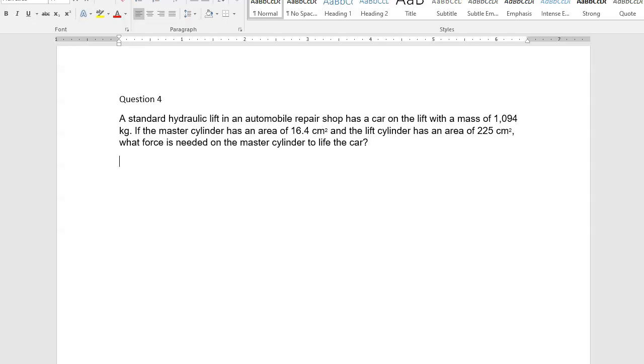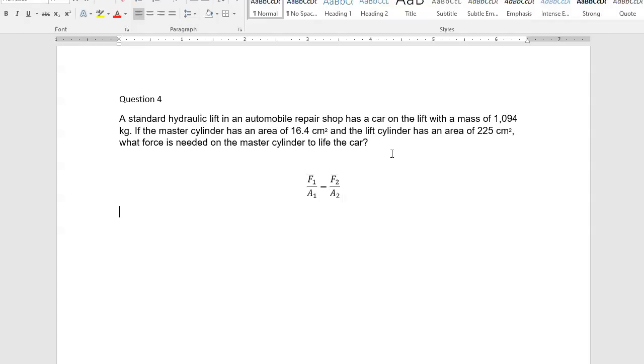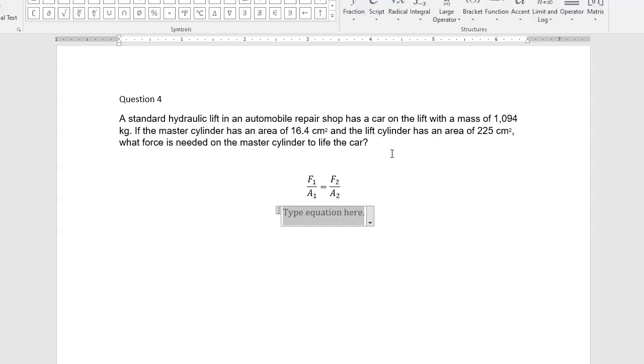Why? Well, when it comes to hydraulics, the pressure is the same everywhere. So F1 over A1 is F2 over A2. We're given the areas, and all we have to do is solve for the master cylinder force, which is the area of the master cylinder divided by the area of the lift cylinder times the force that you have to provide, which is just the weight of the car.